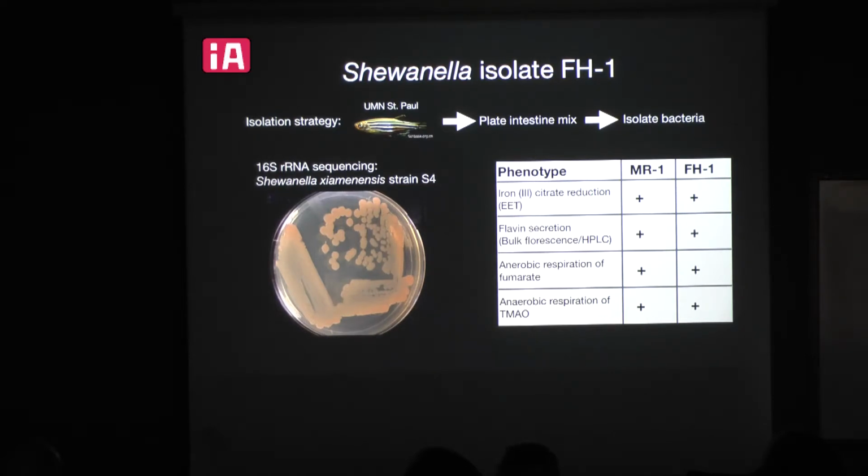The FH1 strain is similar to the MR1 strain in that they can both do iron reduction, or they have the ability to do extracellular electron transfer. They both secrete flavins. They both can respire fumarate. They also both really like TMAO. TMAO is a weird electron acceptor for Shewanella because it's the only one I'm aware of that Shewanella will breathe in parallel with oxygen. It just loves being in fish, especially if that fish is not alive.